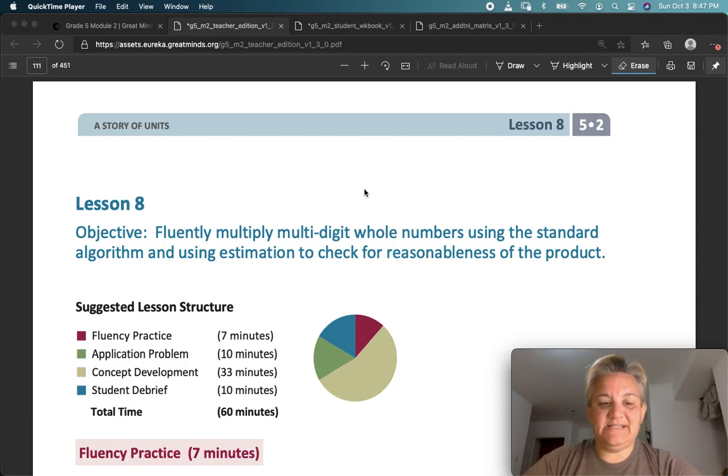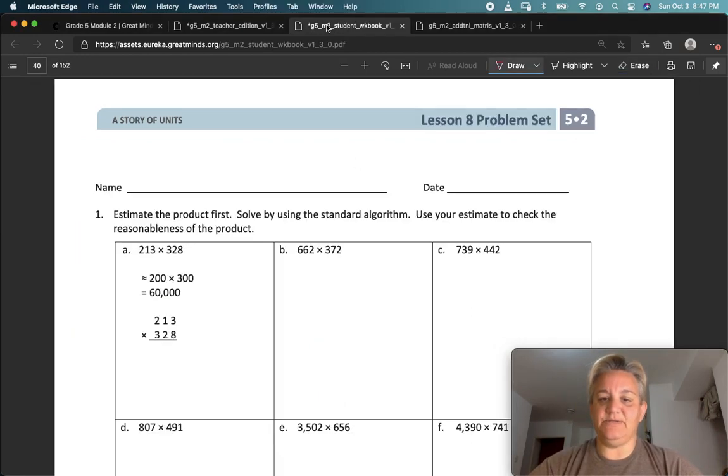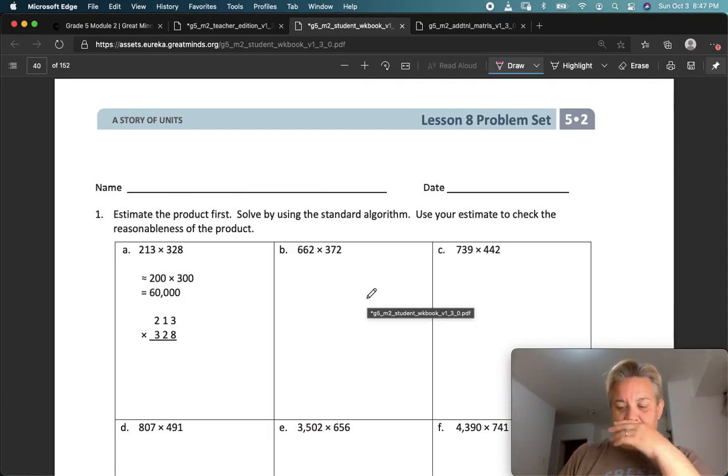Our objective today is to fluently multiply multi-digit whole numbers using the standard algorithm and using estimation to check for reasonableness. So we've been multiplying for 3 lessons now, and instead of using area models and instead of estimating, we are just going to use the standard algorithm for multi-digit multiplication. Okay, so let's go right to the problem set. And write your name on your paper.